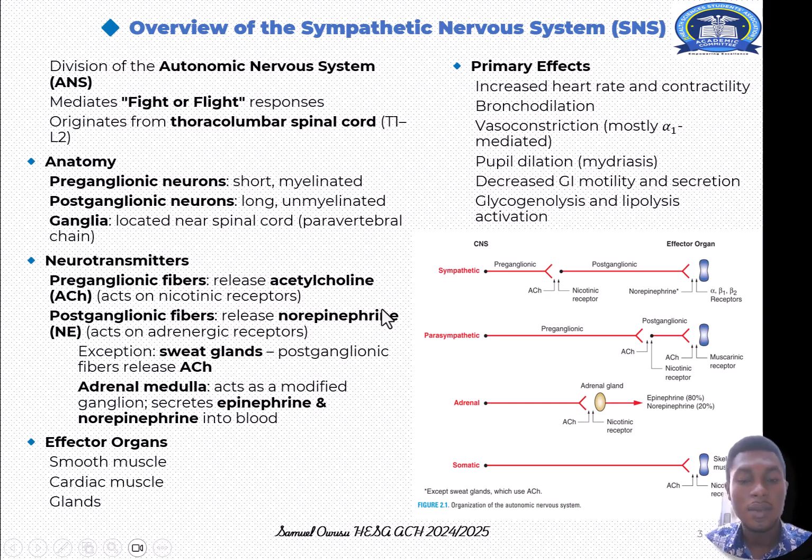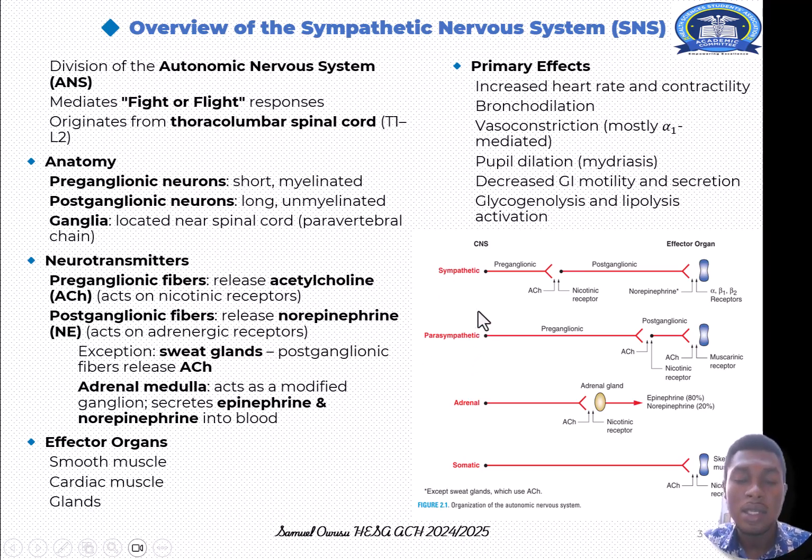The nervous system, being one of the important systems in our body, is divided into the central nervous system and the peripheral nervous system. The peripheral nervous system is divided then into somatic, which is under voluntary control of the brain, and then autonomic, which is involuntary. So that one is reflex action. Okay, the autonomic nervous system is divided into two. We have what we call the sympathetic nervous system and the parasympathetic nervous system.